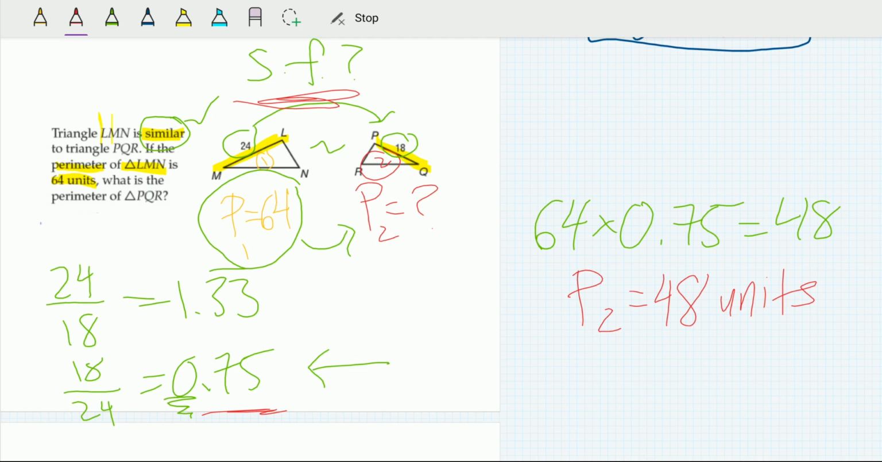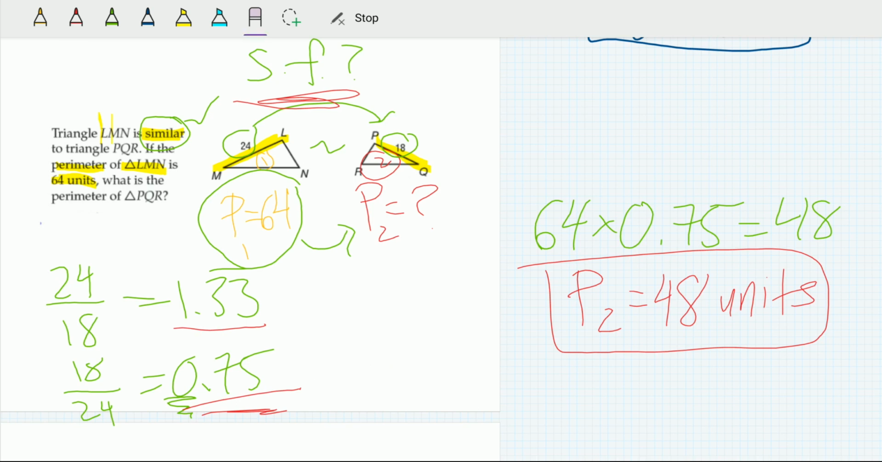If you were to multiply 64 by 1.33, you would end up with 85.12, but you need to understand that that's bigger than LMN, and we already can see that the triangle LMN is a bigger dilation of PQR. So you just have to slow it down. Make sure you're not just using the numbers randomly. Think about what the numbers represent and if it's going from small to big or big to small.